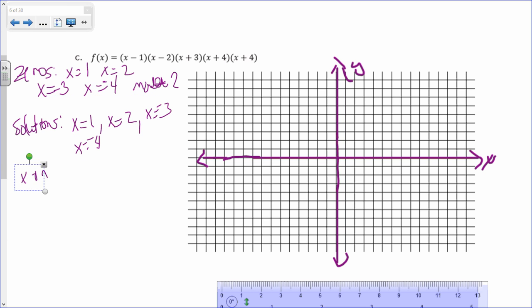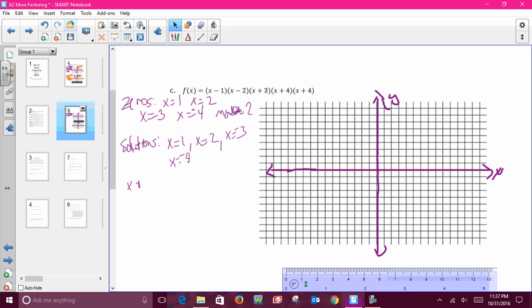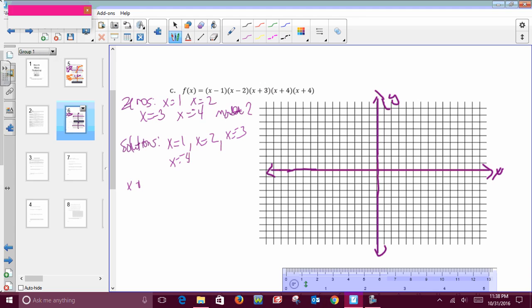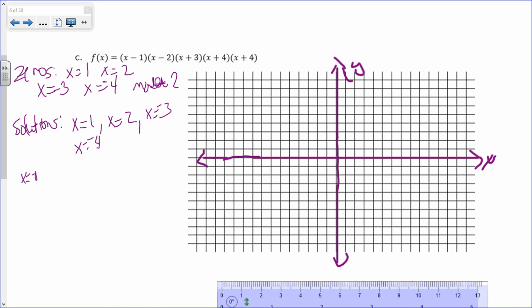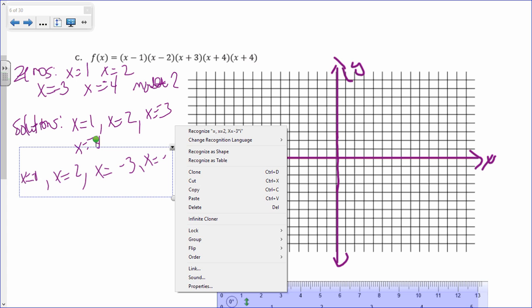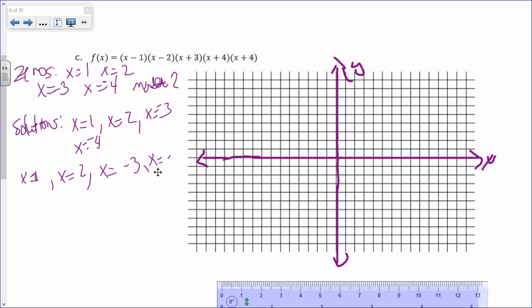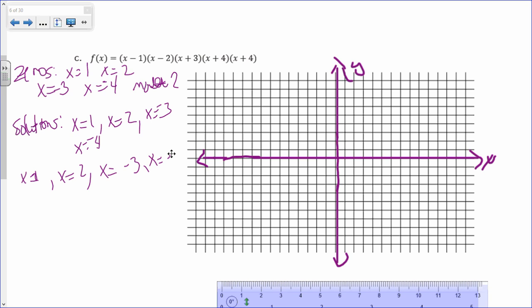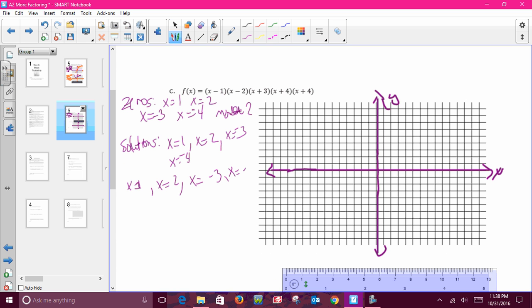My x-intercepts are x equals 1, x equals 2. I'm not having good luck with this thing tonight. It doesn't like me for some reason. All right, so x equals 1, x equals 2, x equals negative 3, x equals negative 4. Really doesn't like me tonight. x equals negative 4, and these are my x-intercepts here.